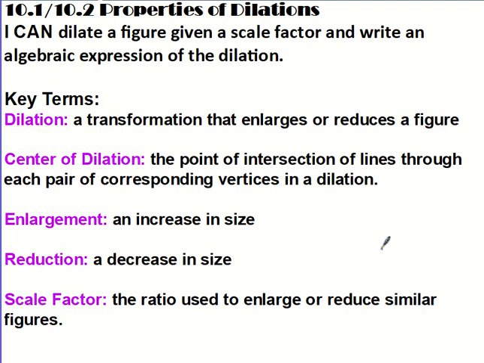The center of dilation is a point of intersection of lines through each pair of corresponding vertices in dilation. So basically, it's the point from which we're dilating. Most of the time, we're going to do the origin. An enlargement is when it increases, and a reduction is when it decreases in size. The scale factor is the ratio used to enlarge or reduce a similar figure. It's the number that determines how big or how small we make it, okay? It's what causes it to get bigger and smaller.